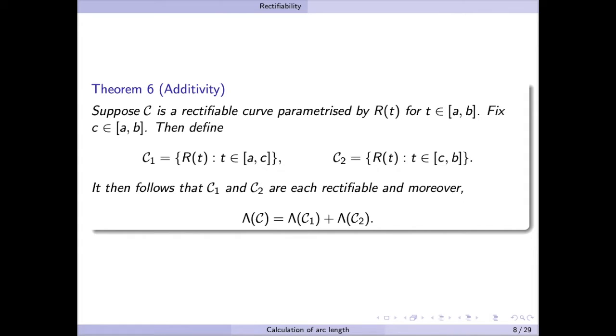So to phrase that more mathematically, suppose C is a rectifiable curve parameterized by R of t for t in the interval AB. Now fix C in the interval AB and define two curves C1 and C2. So C1 is the set of points R of t where t lies in AC, which is closed and bounded, and C2 is defined by the set of points R of t where t lies in the interval CB, again including the two endpoints. So then it follows that C1 and C2 are each rectifiable, and moreover lambda of C equals lambda of C1 plus lambda of C2. To conceptualize what this theorem is saying is very straightforward. Now we actually come to the proof of this theorem.